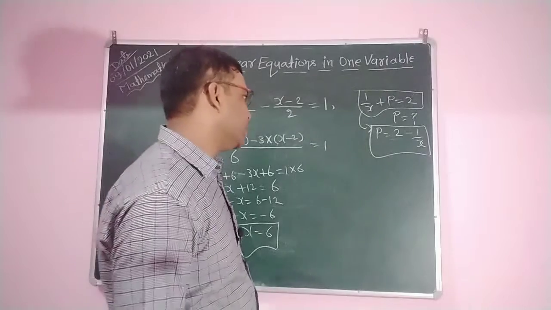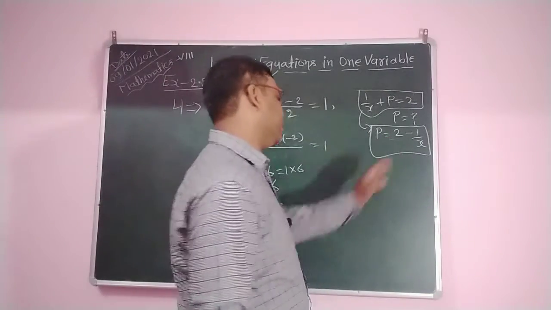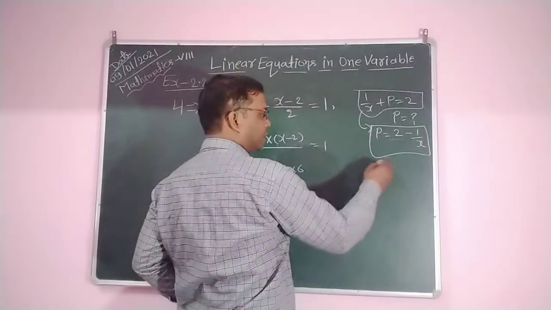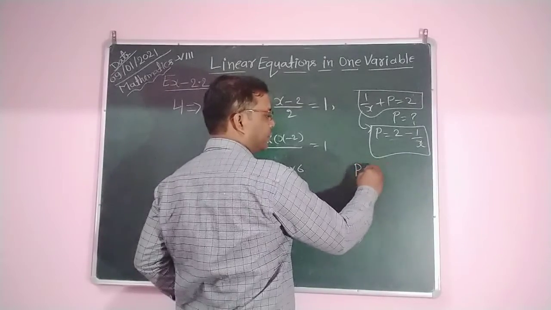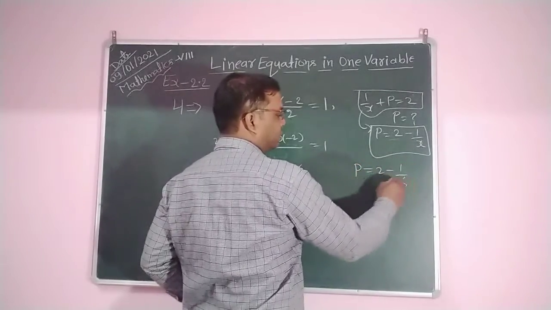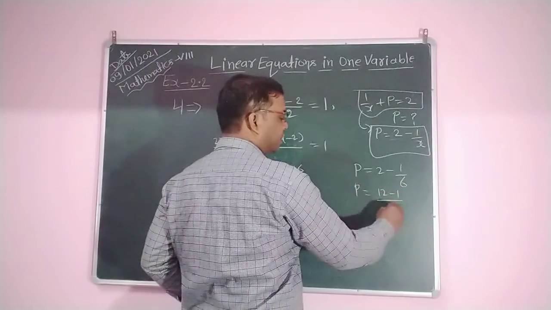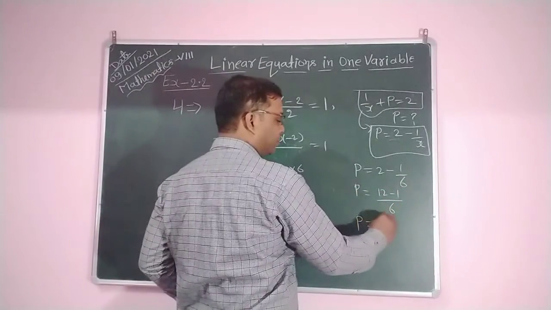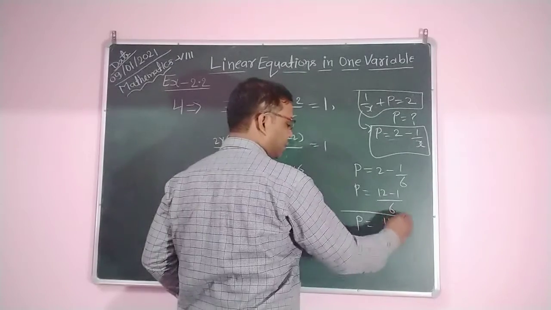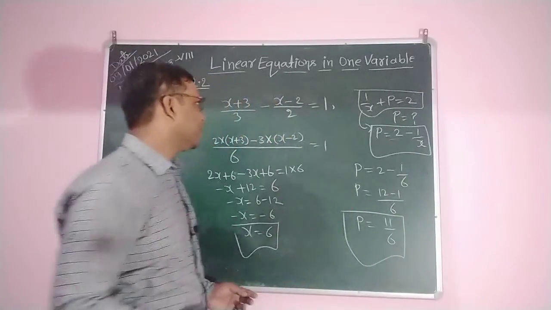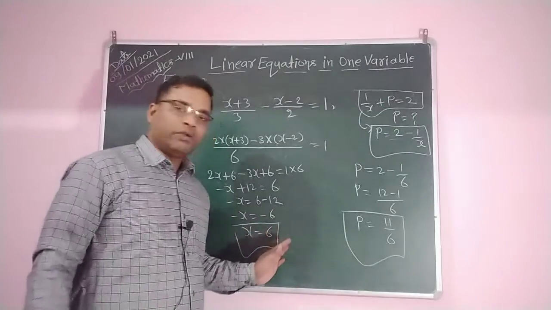But here you need to find the value of p. So here you put x is equal to 6, then we get p is equal to 2 minus 1 upon 6. And this becomes 12 minus 1 by 6. Value of p is equal to 11 by 6. Okay? So you can see we found the value of p and the value of x.